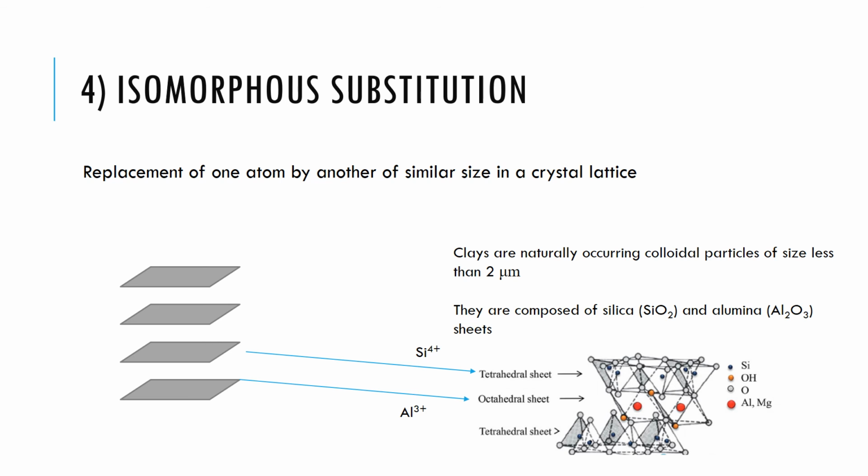They are naturally occurring colloidal particles, about 2 microns or less in size, and they're composed of silica, so silicon dioxide, and alumina, Al2O3, sheets. The packing in the crystal lattice is to have a layer or a sheet of tetrahedral silica, followed by a layer or a sheet of octahedral alumina. The silicon in the system is tetravalent, and the aluminium is trivalent.